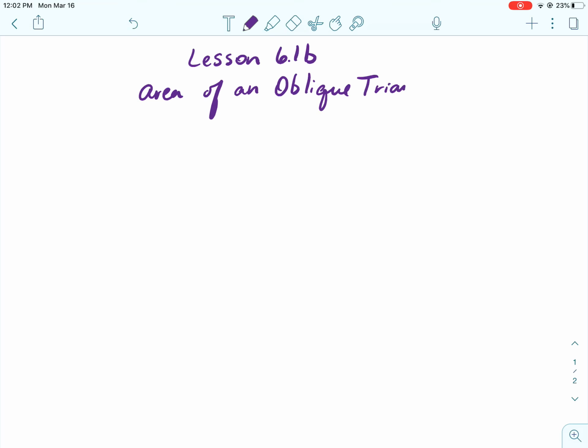All right, we're going to finish up the law of sines lesson today, and this is just adding another aspect to it, which is finding the area of an oblique triangle. So this is going to be lesson 6.1b, area of an oblique triangle. So this is another lesson that might help you on the ACT.